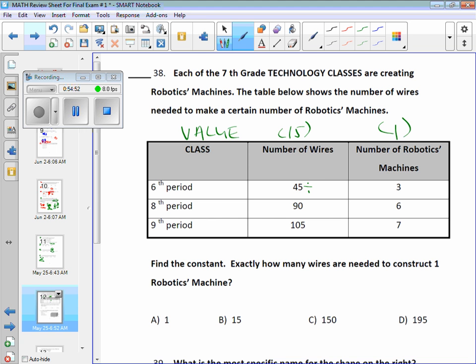The way we got that is if you divide everything by 3, you get the value of one machine, which is 15 wires, and that's your B. Interesting. I just did 105 minus 90. It worked, I guess. It's fine. But really, honestly, the best way to do it is to get to the value of the ratio.